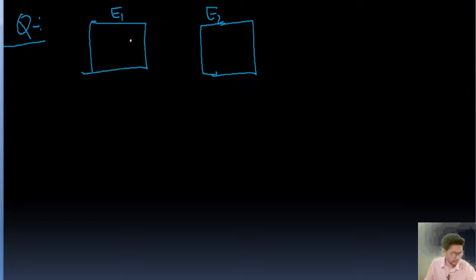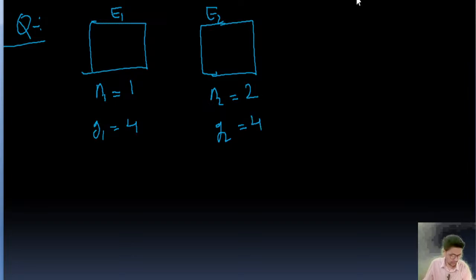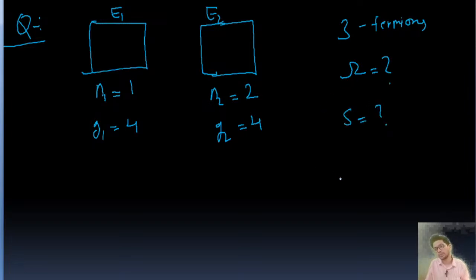Okay, so this one, E1 and E2 energy levels. N1 is given 1, G1 is given 4. Okay, N2 is given 2, and G2 is given 4. Okay, so we have 3 fermions now, and omega we need to find out. Also we need to find S. Omega and S we need to find out.